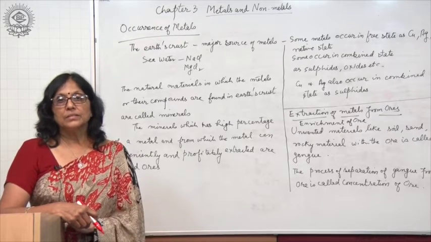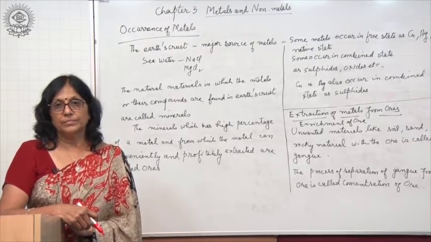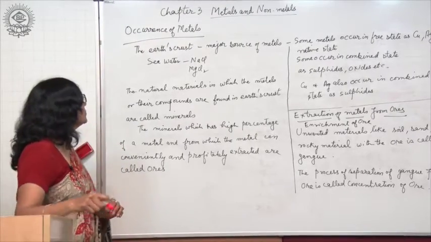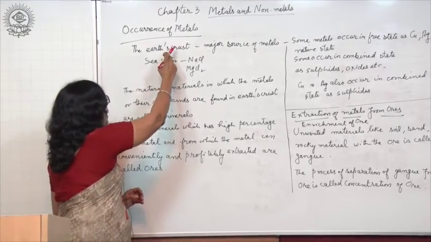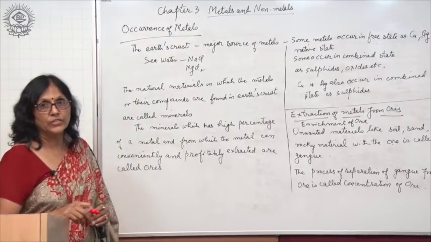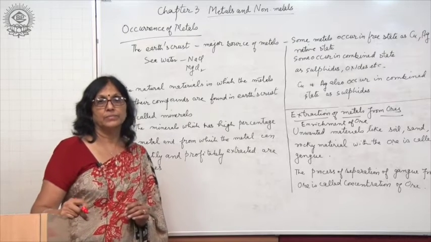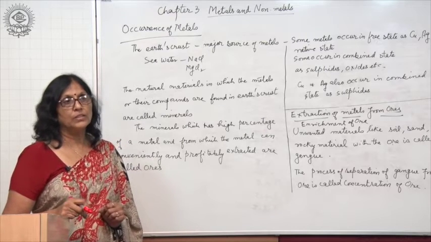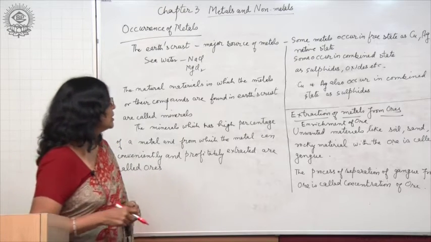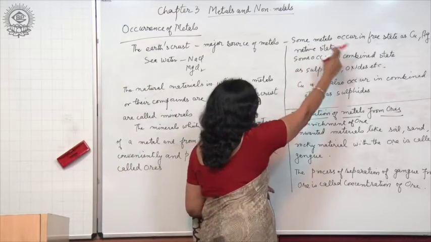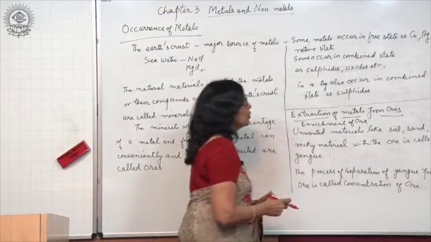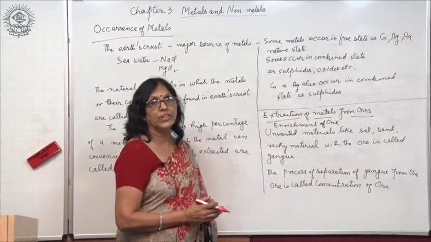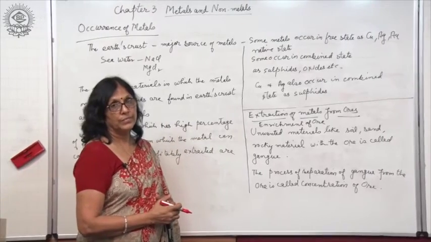Now we will discuss occurrence of metals. The Earth's crust is a major source of metals. Many metals are found in the Earth's crust either in the free state or in the combined state. The metals which have low reactivity are found in the free state, and they are said to be in the native state. Metals like copper, silver, and gold, which are the least reactive metals, are found in their native state, that is, the free state, in the Earth's crust.